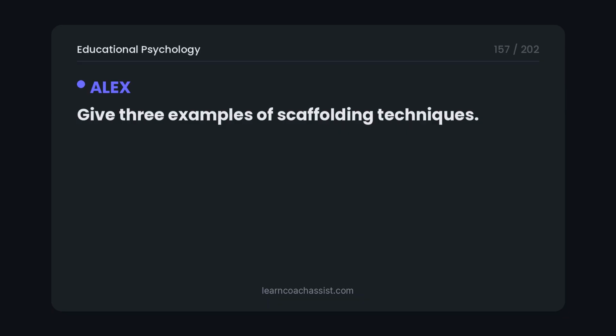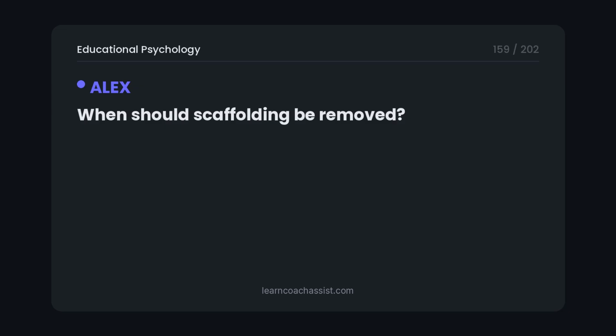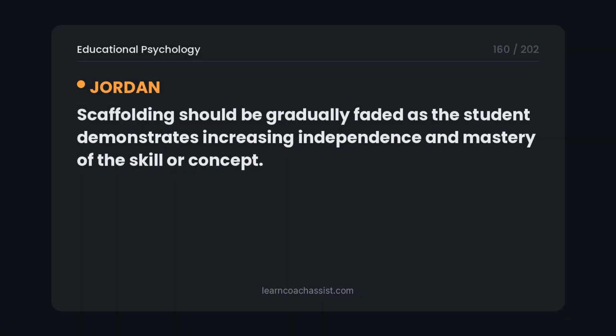Give 3 examples of scaffolding techniques. Examples include modeling a procedure, providing graphic organizers, and offering sentence starters or prompts for writing tasks. When should scaffolding be removed? Scaffolding should be gradually faded as the student demonstrates increasing independence and mastery of the skill or concept.